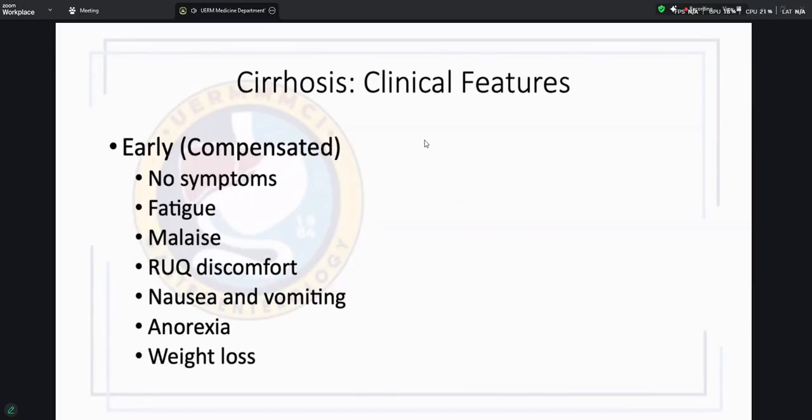Regardless of the cause, cirrhosis will still have the same clinical features. In the early stages, when there are no complications yet, the disease may be clinically silent, although there may be some non-specific symptoms such as fatigue and generalized weakness. There may be right upper quadrant discomfort, nausea, vomiting, poor appetite, and weight loss. These symptoms may precede obvious signs of liver disease.